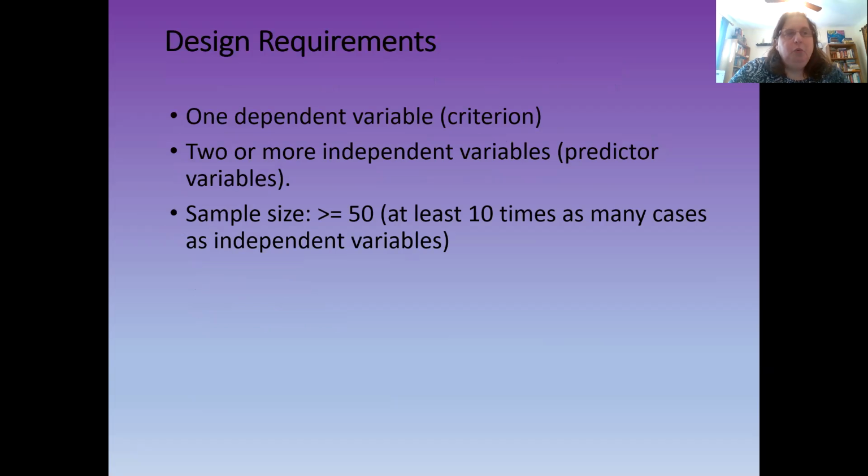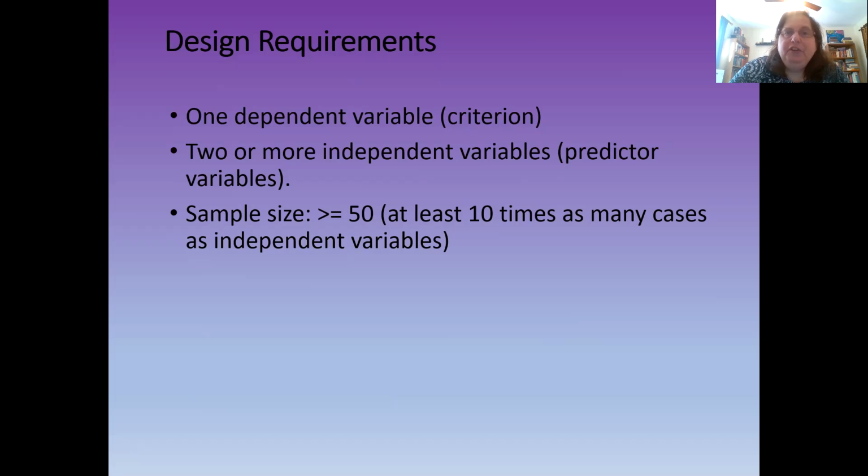Okay, so what are some of the design requirements? Well, you have to have one dependent variable, and that's your criterion. 2 or more independent variables, those are your predictor variables.